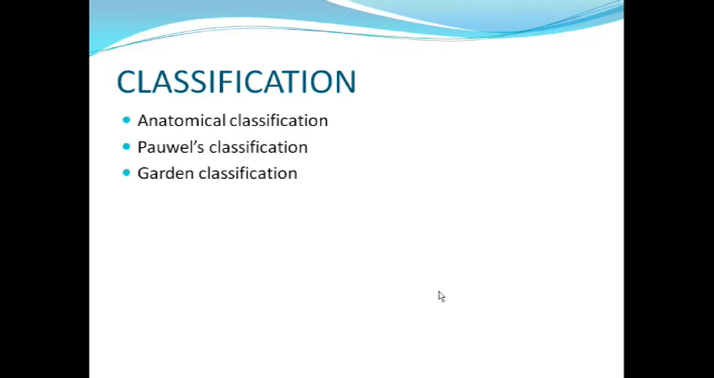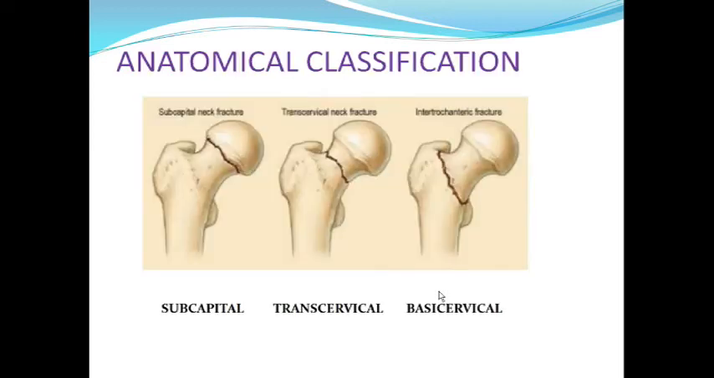Anatomical classification, Powell's classification and Gardner's classification. So first, simplest of all, we'll see the anatomical classification of the fracture. It is divided into three types. First is subcapital, just because it is below the head, so subcapital.